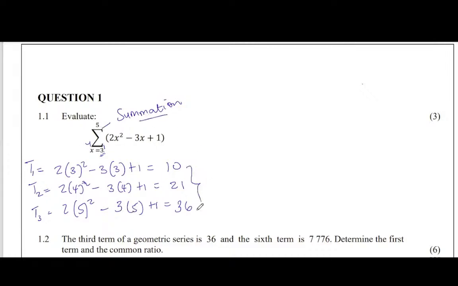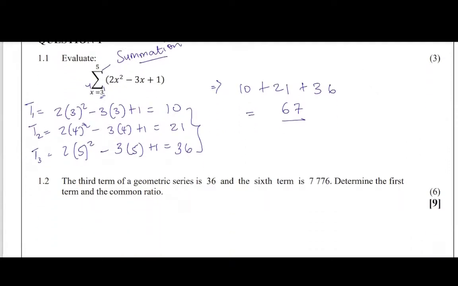Now, since they were telling me to do the sigma or the summation, I have to add up all these 3 terms. So that will be 10 plus 21 plus 36. And then I end up with 67. Okay, that is question 1.1.